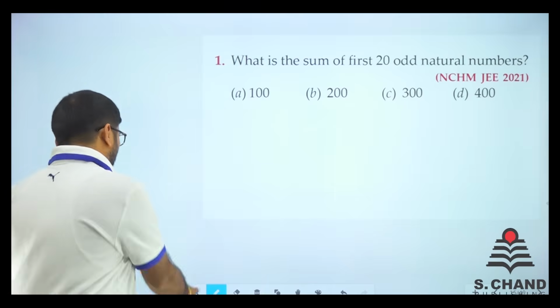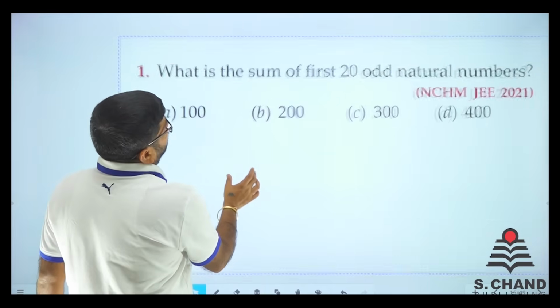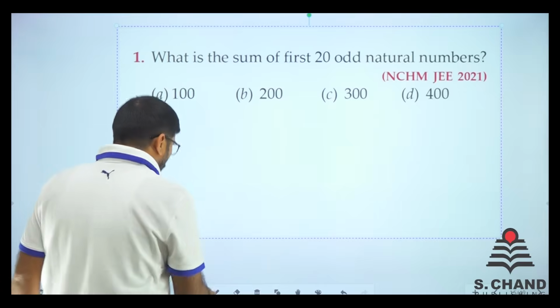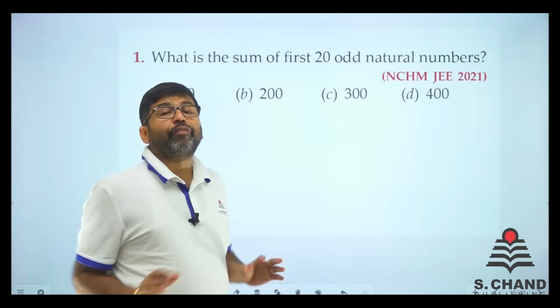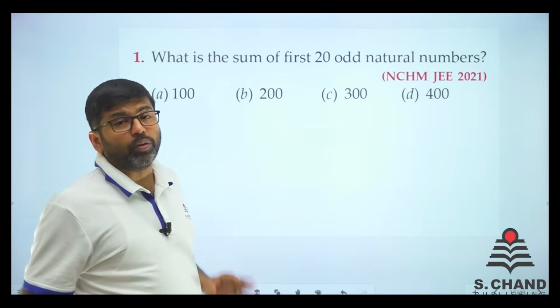We have question number 1 with us. What does it say? What is the sum of first 20 odd natural numbers? We have a formula. Just write that formula in your notebook.